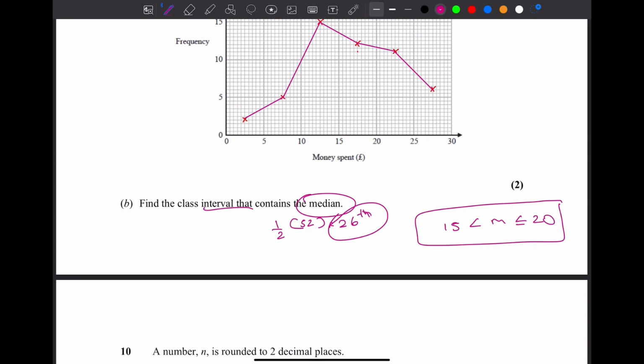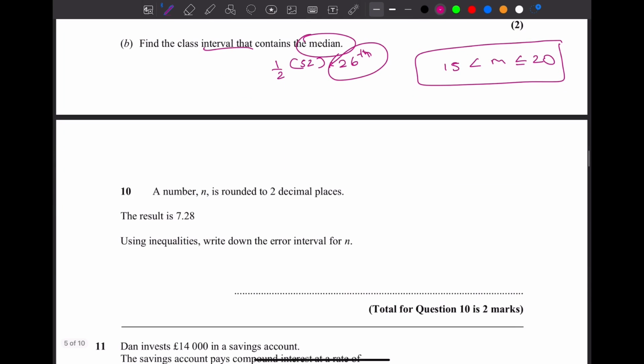It's probably 1 or 2 marks normally. Next one. You're rounding, remember. If it's rounded, upper bound and lower bound, n is greater than, less than, and equal to, that's a sign you should know. So it's 7.285 and 7.275.